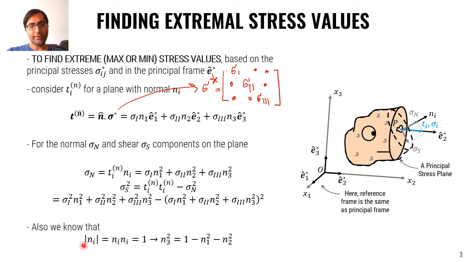Also, we know that the norm or the length of the normal vector is 1. So we can find one of the components based on the other two. Here we find the third component of the normal vector based on the first two components. So n3 squared becomes 1 minus n1 squared minus n2 squared.